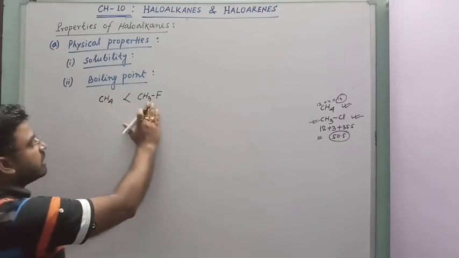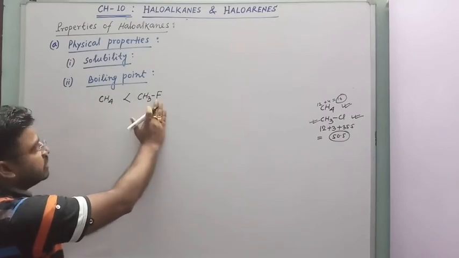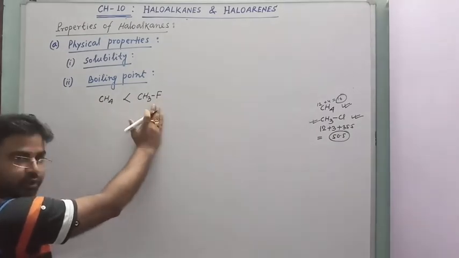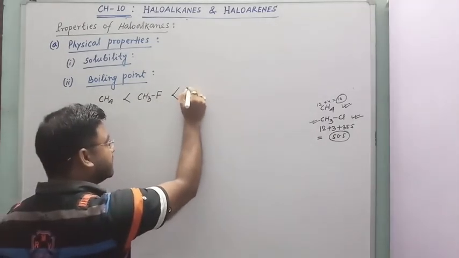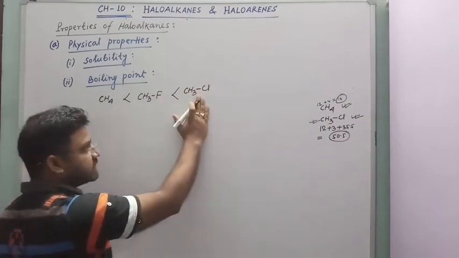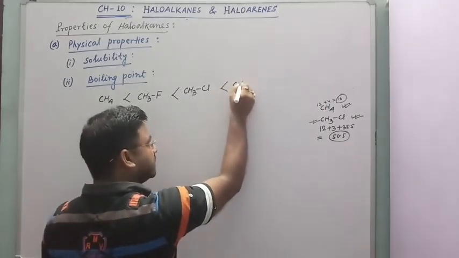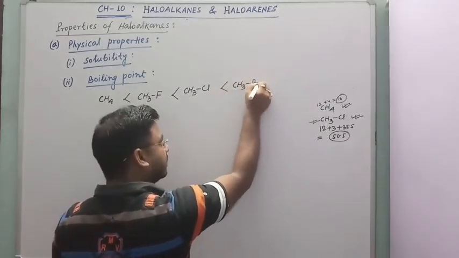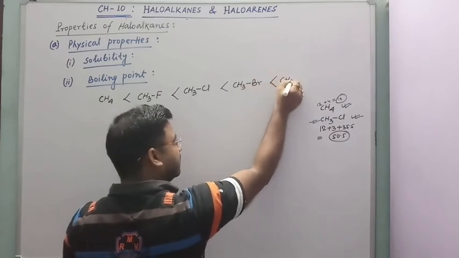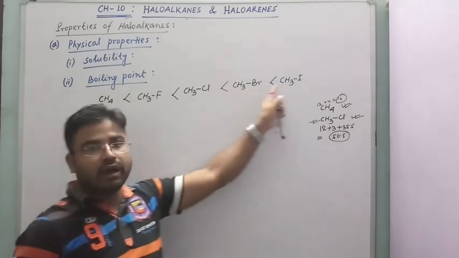तो मीथेन से मॉलिक्यूलर मास CH3F मिथाइल फ्लोराइड का ज्यादा है. मॉलिक्यूलर मास increases as well as boiling point increases. CH3Cl, तो CH3F से CH3Cl का मॉलिक्यूलर मास और ज्यादा है, boiling point increases. CH3Br, CH3I. तो haloalkanes are polar molecules.